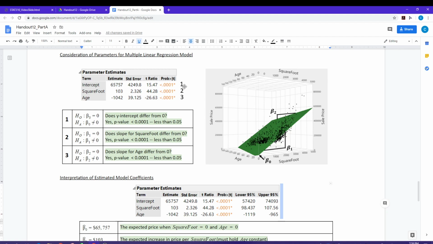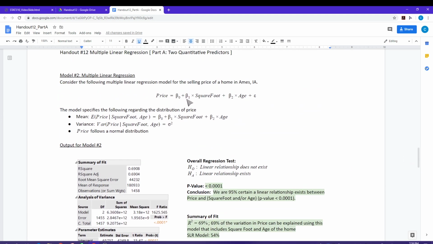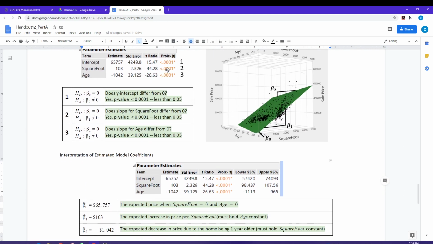The beta 1 here would be the coefficient that's attached to square foot. If we go back up and look at the model that I specified, beta 1 here is the coefficient for square foot. So what the second p-value is testing is whether or not the slope in the square foot direction here is different than 0. And it is. Again, the p-value is less than 0.05. So that tells me that square foot is useful in predicting sale price.